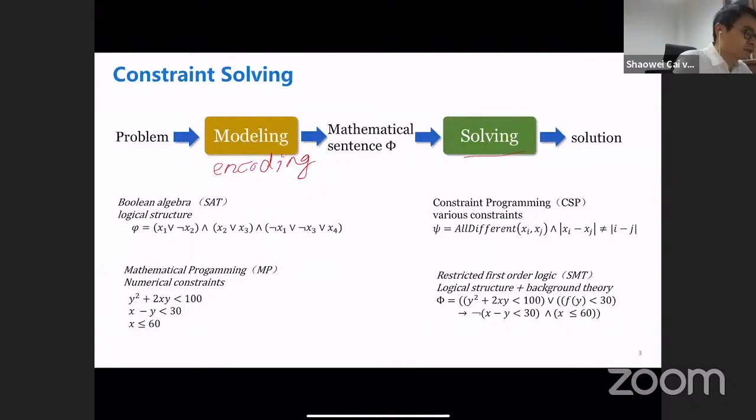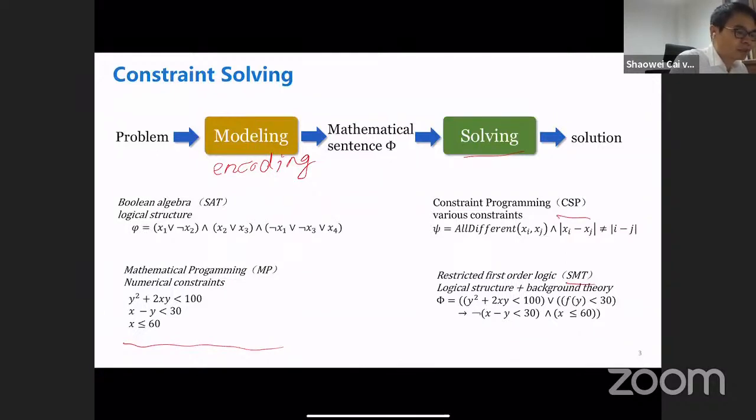The first one is Boolean algebra. This is about SAT. We are concerned about the logical structure. Opposite to the logical structure, we might be concerned more about numerical constraints. If we take care of pure numerical constraints, this is mathematical programming. And on the other side, we have two generalized languages, CSP and SMT.